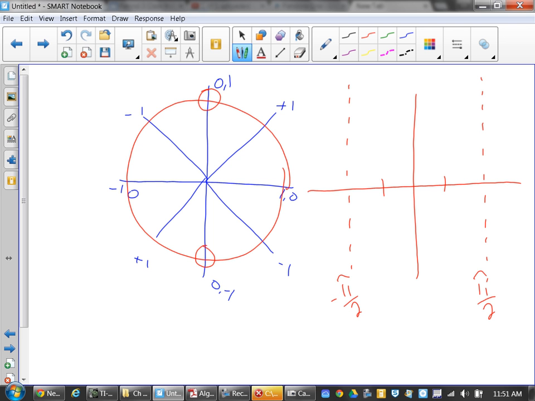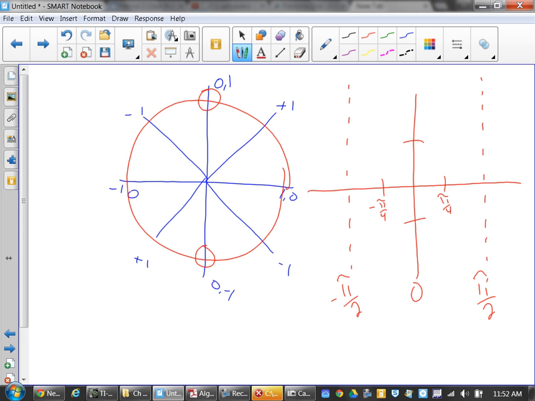What happens between negative pi over 2 and pi over 2? What happens between these two values here and here? What's halfway between negative pi over 2 and positive pi over 2? 0. So 0 is here. What's halfway between 0 and pi over 2? Pi over 4. And then would you go, okay, I put negative pi over 4 here?